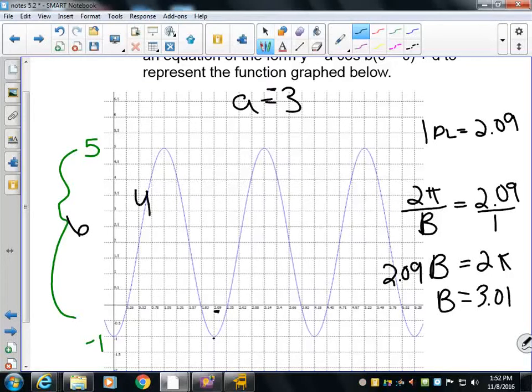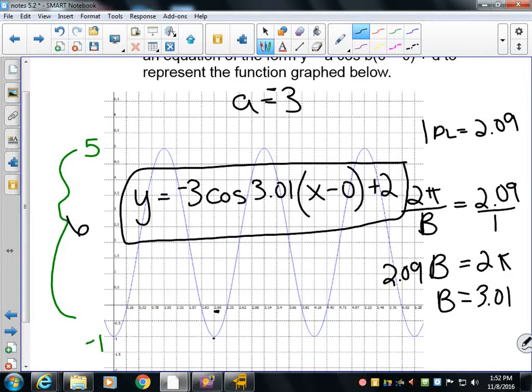So if we think it's cos, y is equal to -3 cos 3.01 bracket x minus, did we shift it anywhere? Cos normally starts at 1 and 0. Its amplitude brings it down to -3. Did we shift it horizontally? No. So x minus 0, or just x. But it's shifted, right? Because we would start at -3, so it would have shifted up 2 spots. So it's a +2. So this would be my cos equation for this thing.